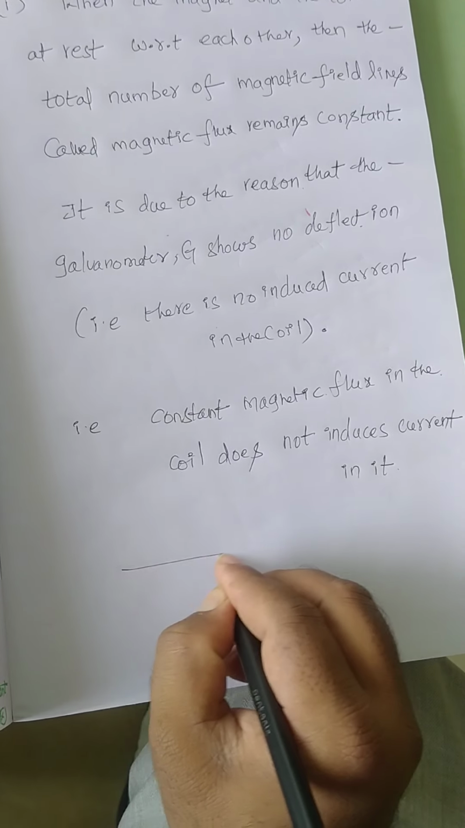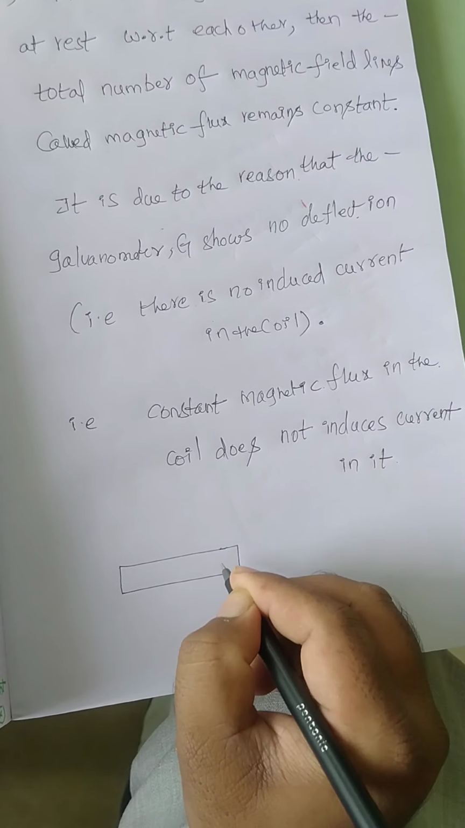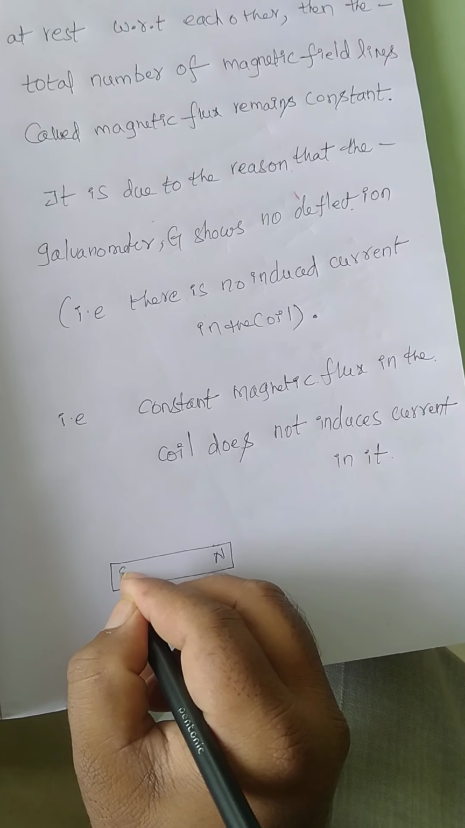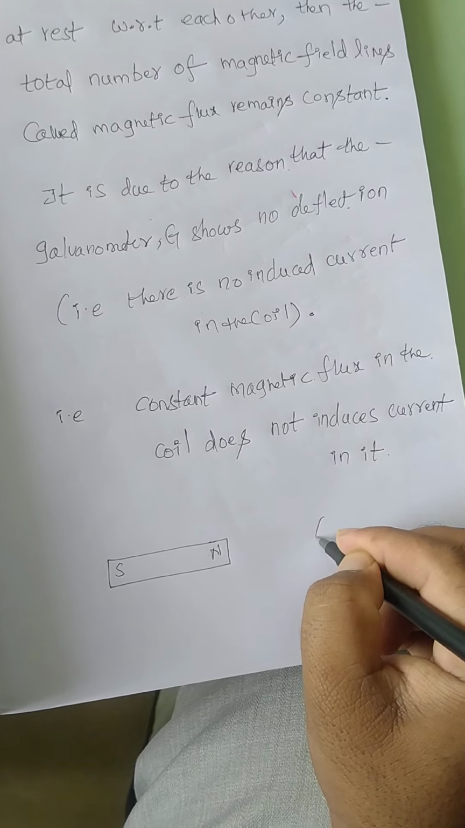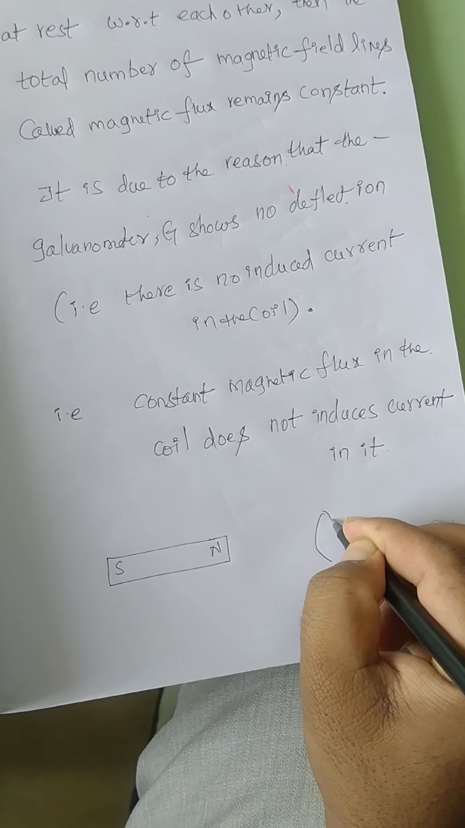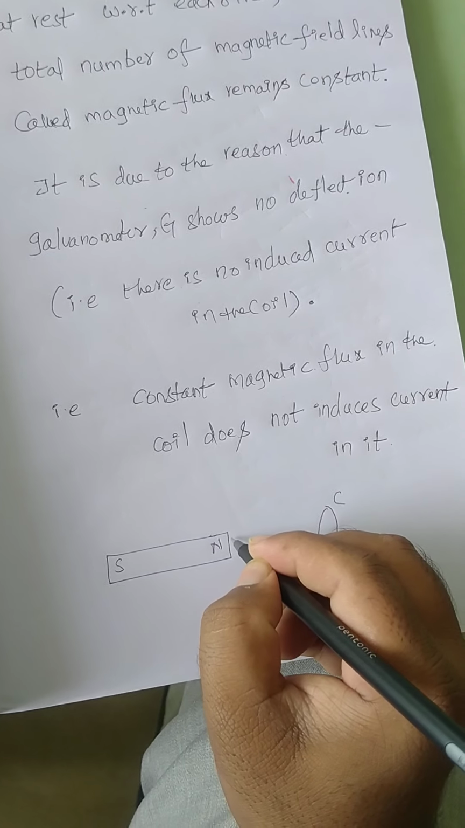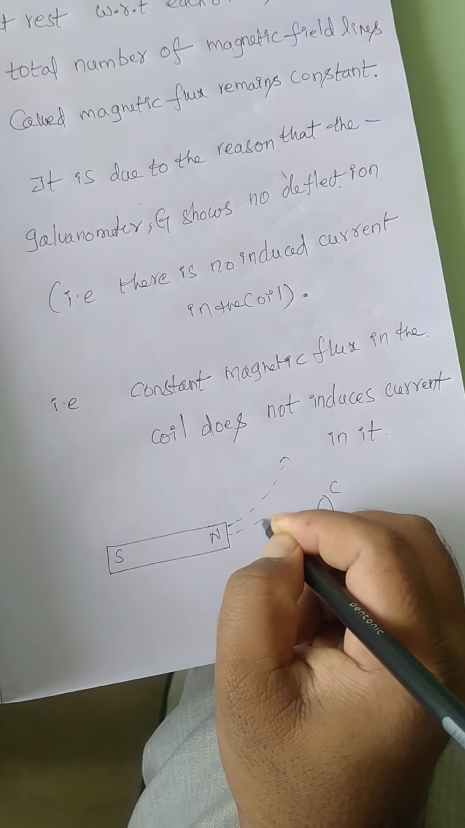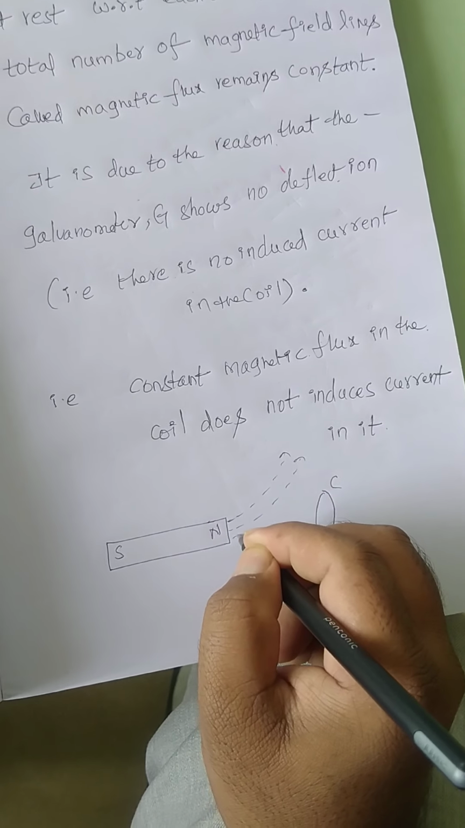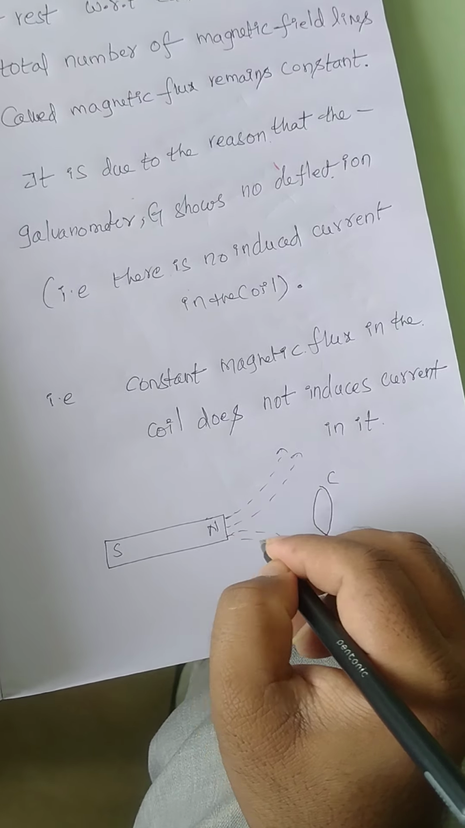Just for this, I'll show you one diagram. See, it is a magnet with north and south poles, and here I am taking a coil C. The magnet produces magnetic field lines, for example, like this. We call it the magnetic flux per unit area, and here it remains constant.